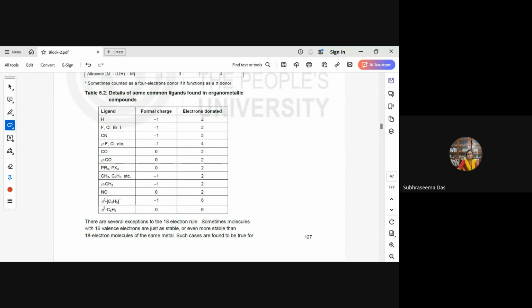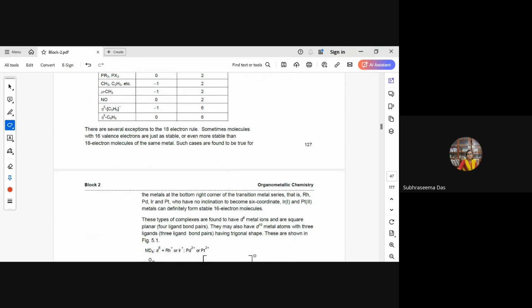In table 5.2, the details of some common ligands found in organometallic compounds have been listed. And there are several exceptions to the 18 electron rule. Sometimes molecules with 16 valence electrons are stable, or even more stable than 18 electron ones. We do come across certain molecules which have 16 valence electrons, and they are more stable than the complexes that follow the 18 electron, that is the EAN, rule.